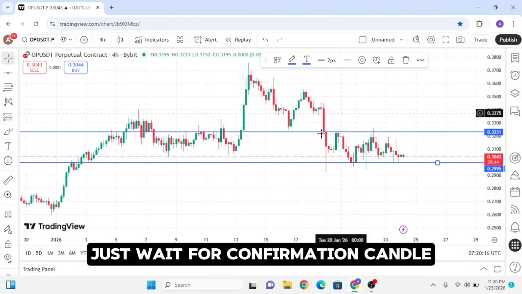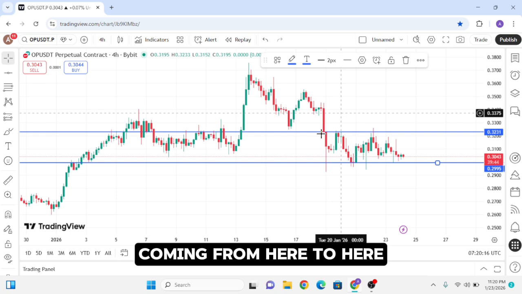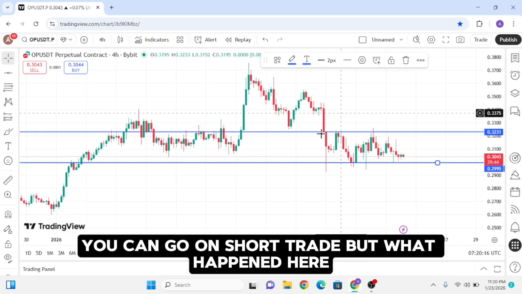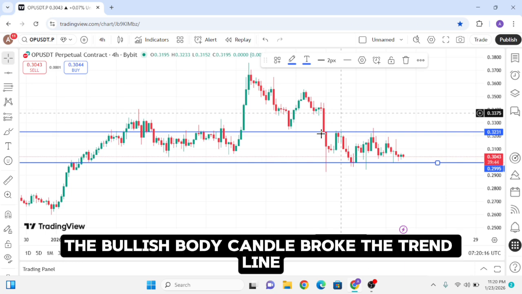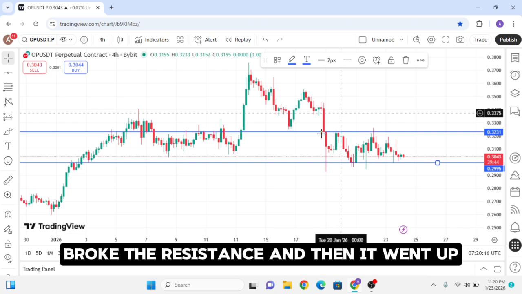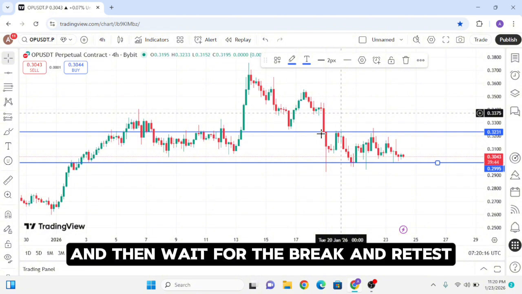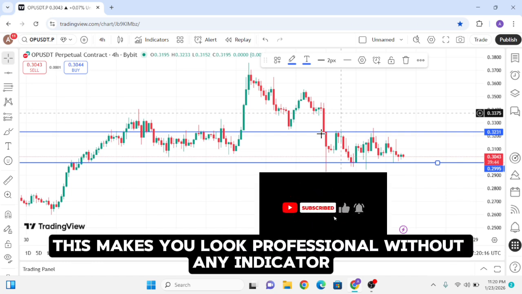So just wait for a confirmation candle. If you see a bearish engulfing candle here coming from here to here, just know that the market has already lost the momentum. You can go on a short trade. But what happened here? The bullish candle, the bullish bottle candle broke the trend line, broke the resistance, and then it went up. Always wait for the confirmation and then wait for the break and retest. So a big candle like this with a follow-up. So this makes you look professional without any indicator.